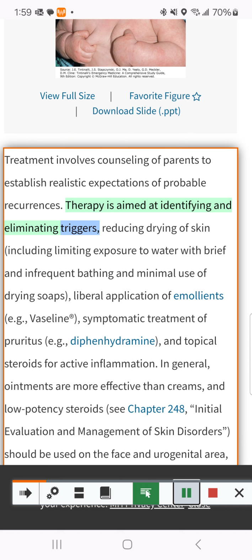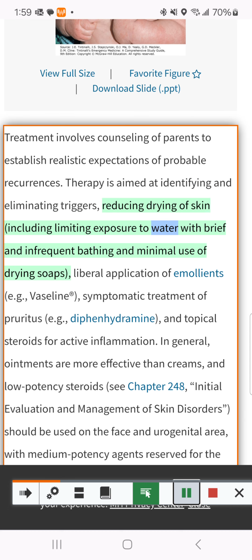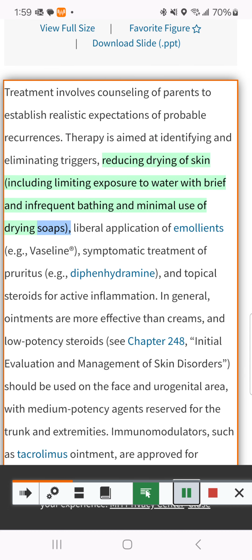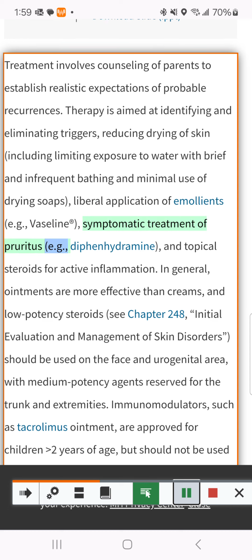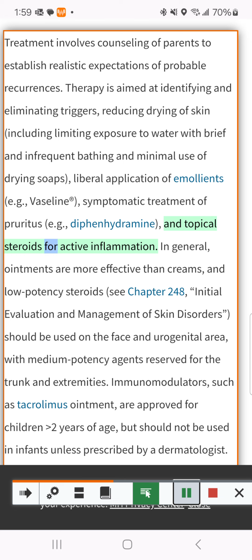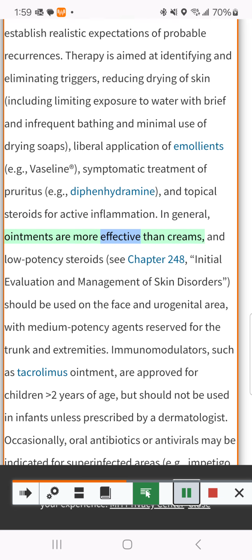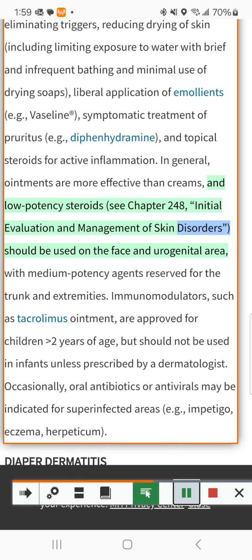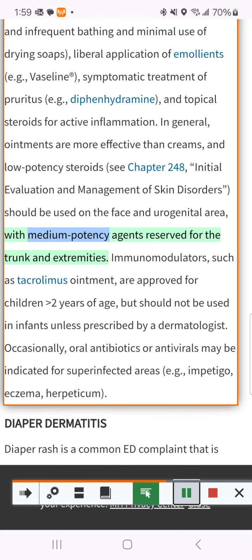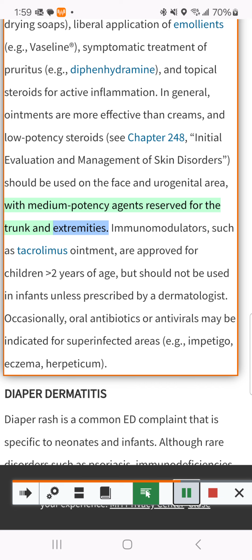Therapy is aimed at identifying and eliminating triggers, reducing drying of skin, including limiting exposure to water with brief and infrequent bathing and minimal use of drying soaps, liberal application of emollients, for example Vaseline, symptomatic treatment of pruritus, for example diphenhydramine, and topical steroids for active inflammation. In general, ointments are more effective than creams, and low-potency steroids, see Chapter 248, Initial Evaluation and Management of Skin Disorders, should be used on the face and urogenital area, with medium-potency agents reserved for the trunk and extremities.